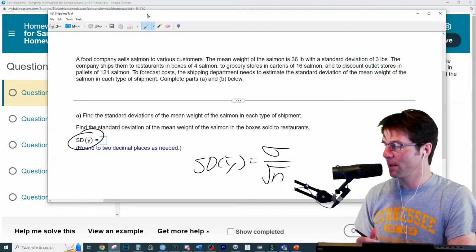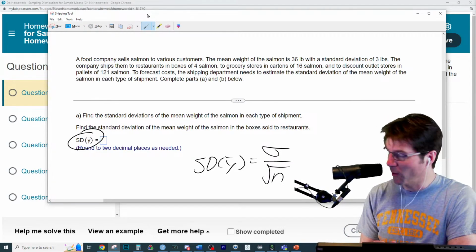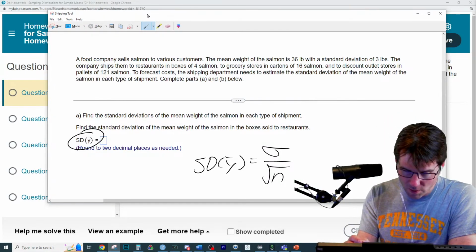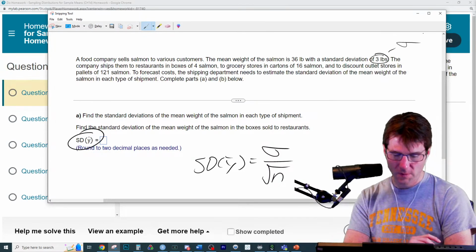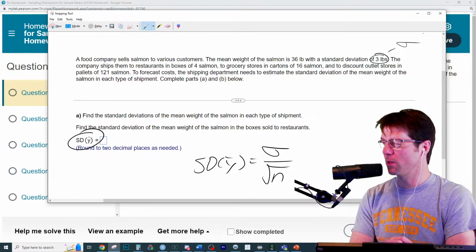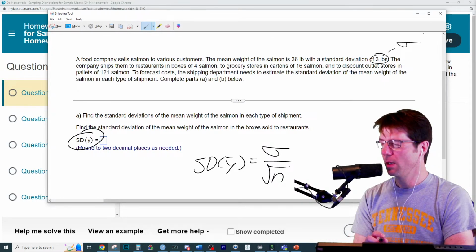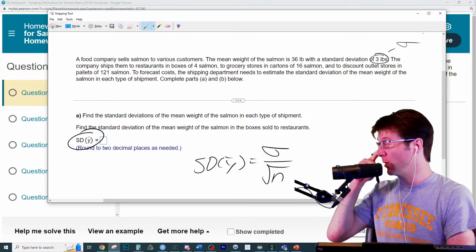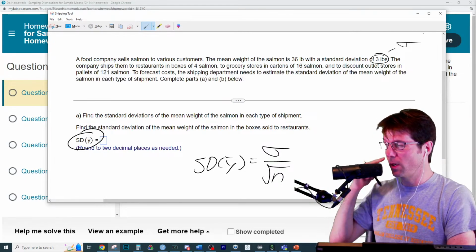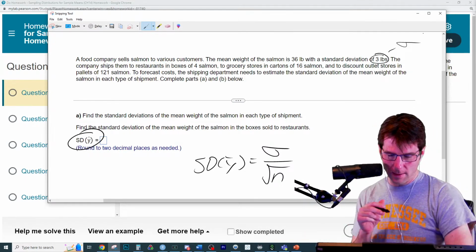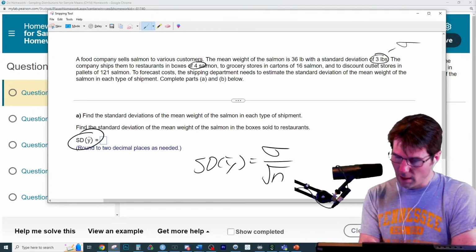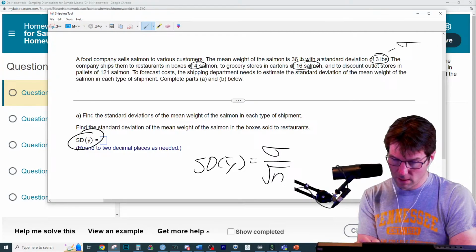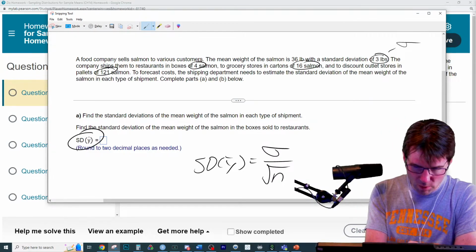Up there, up top. Is it 4? Yours might be 4. Mine is 3, I think. So right here, there it is, sigma right there. And so sigma is the true standard deviation. And then each of these containers has a different amount of salmon in it. So a box has 4. A carton has 16. A pallet has 121.